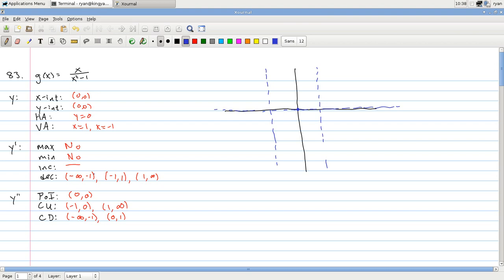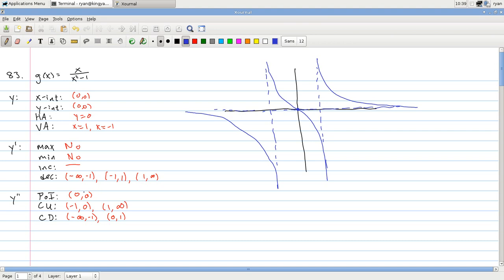From the derivative, we know that the function is decreasing from negative infinity to negative 1. So it comes in from this asymptote and it decreases to x equals negative 1. It's decreasing again from negative 1 to positive 1. So it decreases from this vertical asymptote, passes through the intercept, and then continues to decrease down toward the second asymptote. And it's decreasing again from 1 to infinity. So at x equals 1, it comes in on this vertical asymptote and continues to decrease until it approaches that horizontal asymptote to the right.